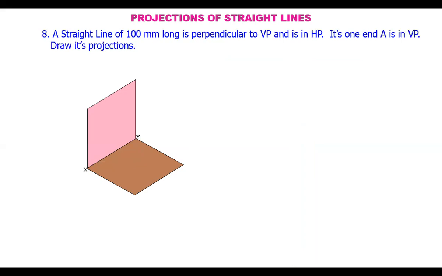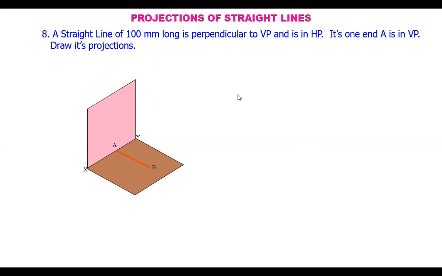Let's see another problem. 100 mm long line, perpendicular to VP and is in HP. And its one end is in VP. So here, one end A is taken here because the end is not mentioned, either A or B. So here we have taken a point A in the vertical plane and AB is in HP and perpendicular to VP. True length is given 100 mm.